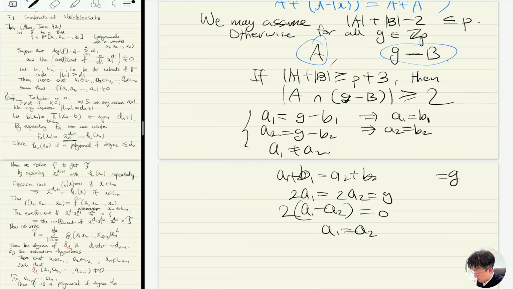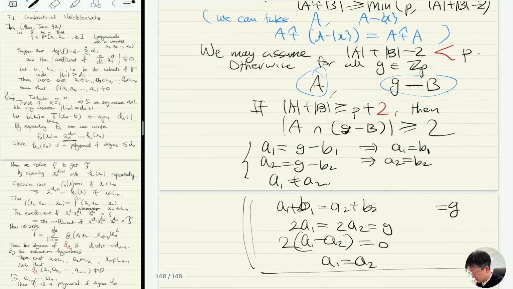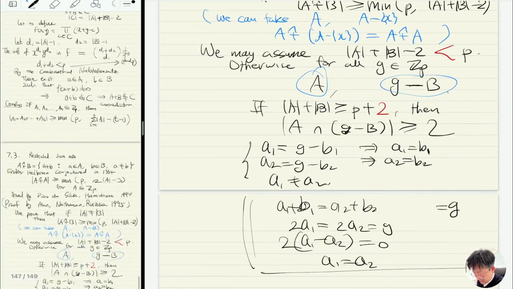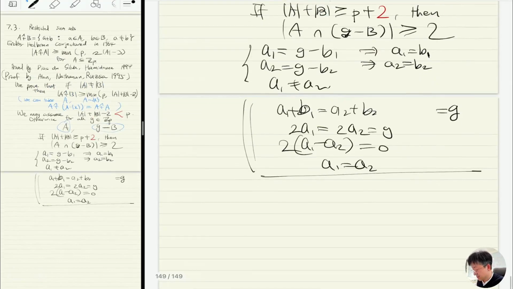All right, so this means that we can assume that A plus B, what could be better is to just prove it for less than or equal to p. So otherwise, yeah, so that's better. All right.